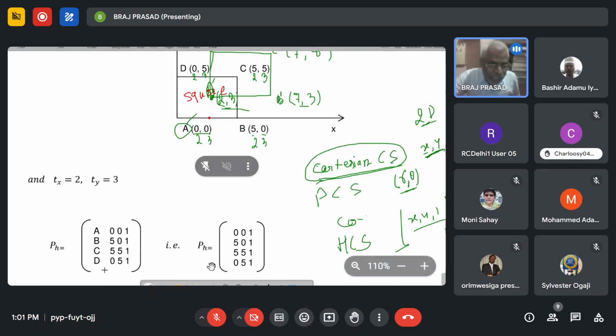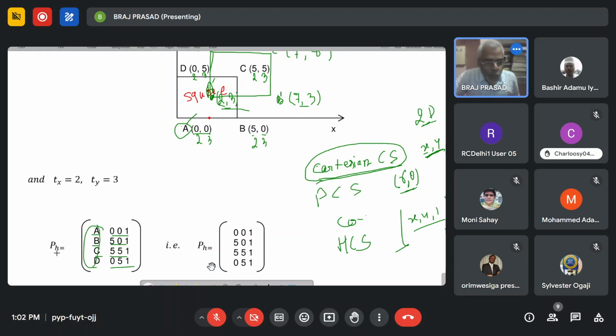But this is an augmented matrix. This value represents the HCS form of A. This is the HCS form of B, HCS form of C, HCS form of D. If we remove the point names A, B, C, D, PH becomes 0 0 1, 5 0 1, 5 5 1, 0 5 1. This augmented matrix is separated into two different matrices. First is the name of the point, and second is the coordinate of that point. These two matrices are combined in this PH. So this is called an augmented matrix.